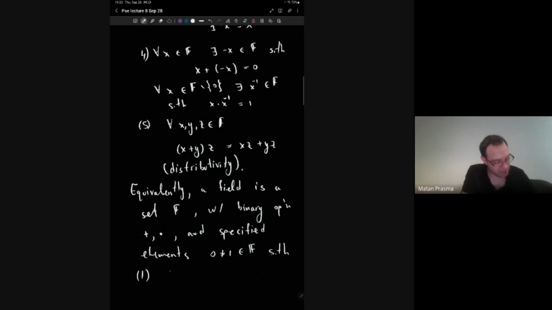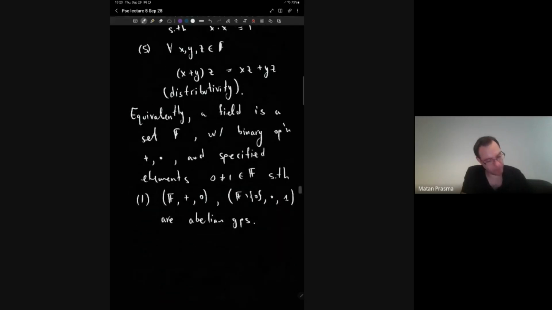One is that if I take the underlying set F with addition and the zero element, or if I take the underlying set of the field and I remove zero and I take multiplication and the unit element, both of these are abelian groups. And the second axiom is the distributivity, the compatibility between addition and multiplication. So for any x, y, and z in F, x plus y times z is xz plus yz.